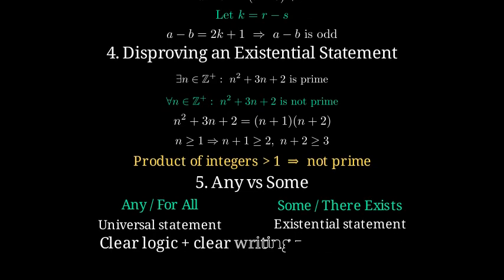That's the core of Section 4.2. To write strong proofs, be clear, be precise, and show every logical step. Use definitions carefully, avoid the common mistakes, and always keep the reader informed.